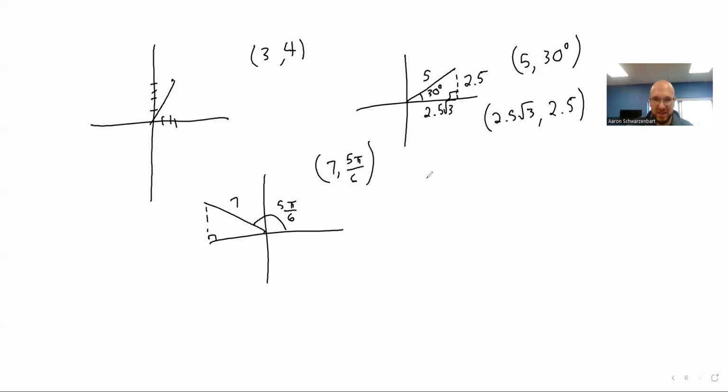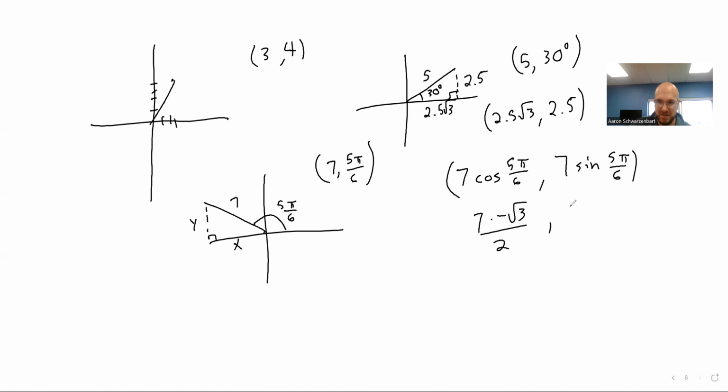So to convert, my x-coordinate is 7 times the cosine of 5 pi over 6. Now the cosine of 5 pi over 6, that's my x-coordinate. My y is 7 times the sine of 5 pi over 6. The cosine of 5 pi over 6, my unit circle tells me, is negative square root of 3 over 2. The sine is 1/2. So my rectangular coordinates are negative 7 square root of 3 over 2 and 7 over 2.